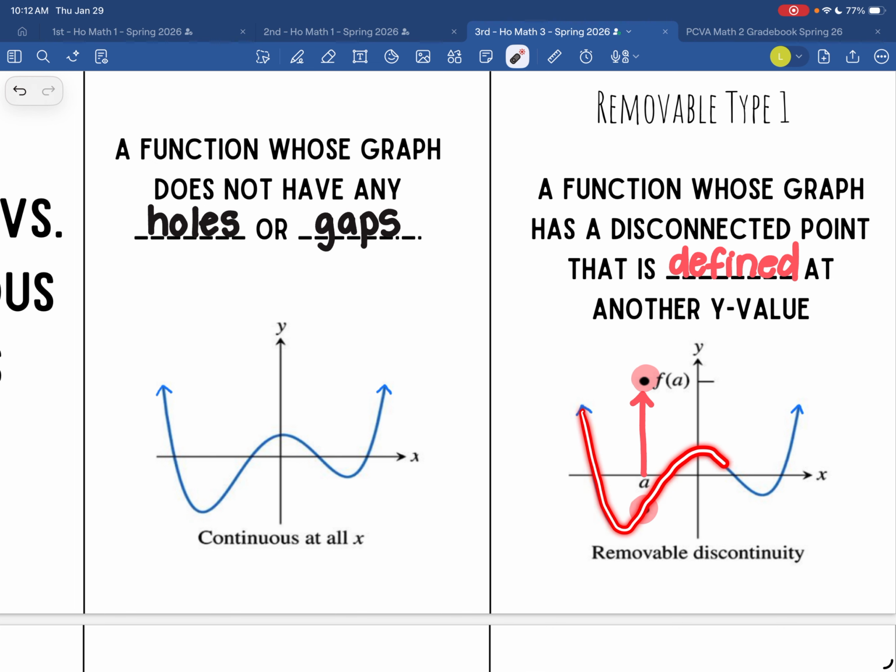It's not one continuous piece. It's not one continuous roller coaster. Okay, this hole right here is a disconnected piece. Even though there is an x value and it is defined, that does not make it part of this graph, which means the function itself is discontinuous.